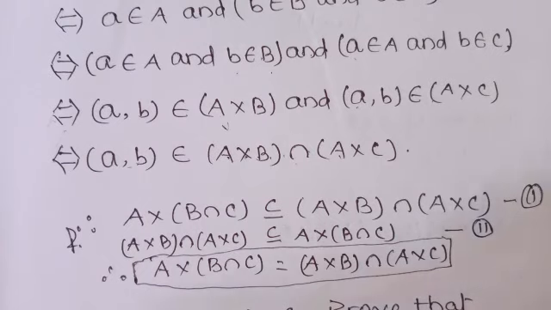So students, we can prove the union case in the same way, means A cross (B union C) is equal to (A cross B) union (A cross C). So you may prove this one.